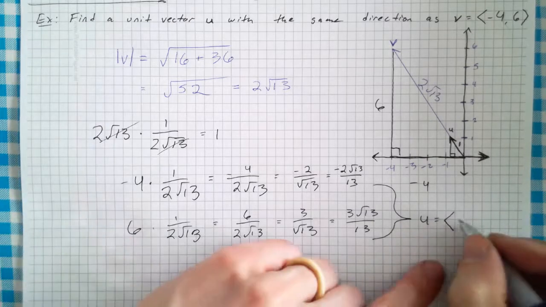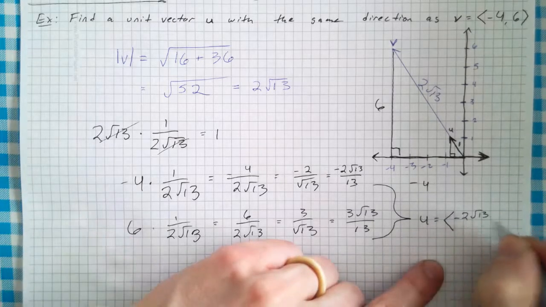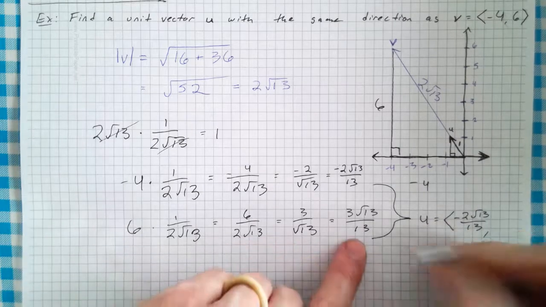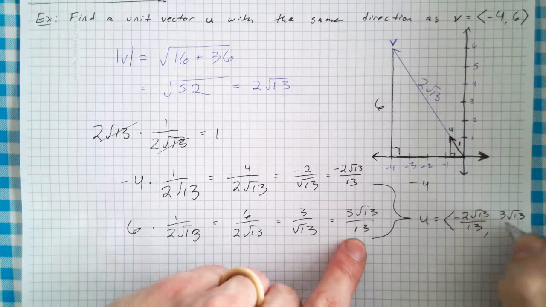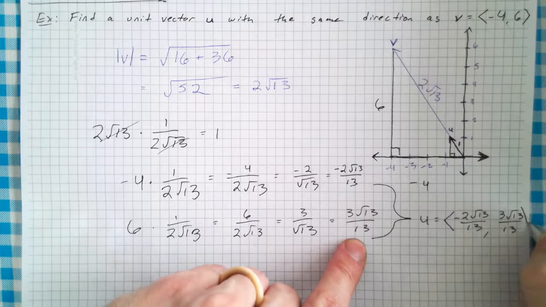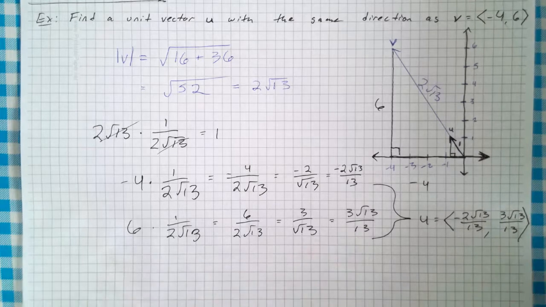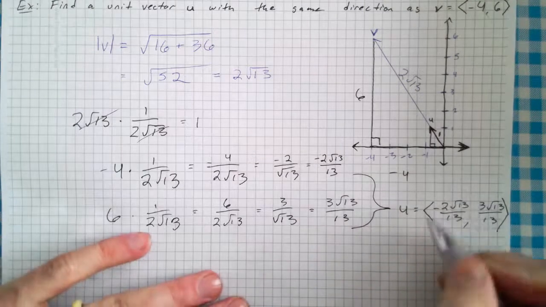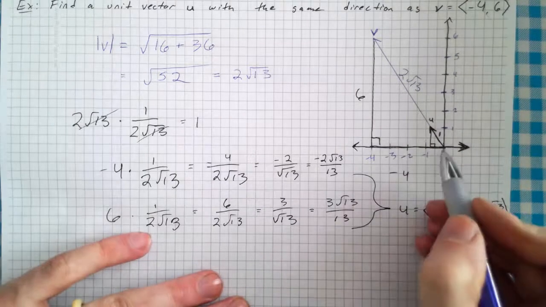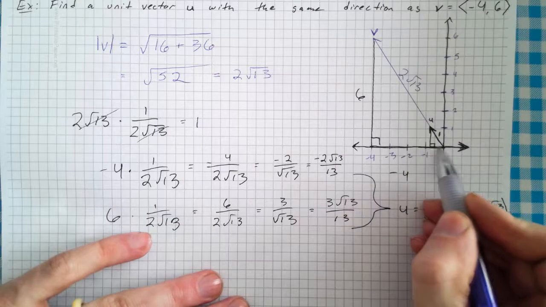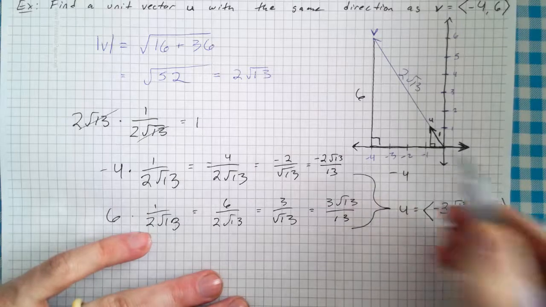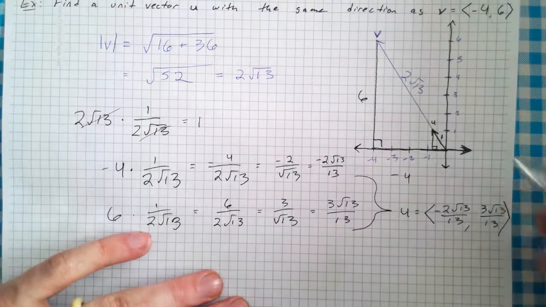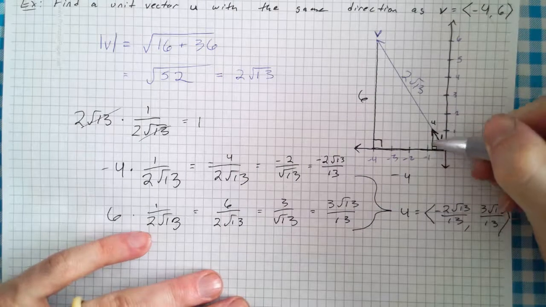It's got this x-coordinate and this y-coordinate. Okay, and there's my answer. Okay, so I know that negative 2 root 13 over 13, that's some decimal number. That is how long this is. That's the x-coordinate of my unit vector, and this is the positive y-coordinate of my unit vector.